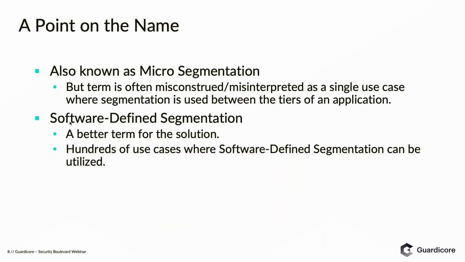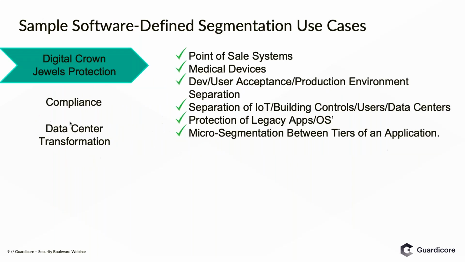So, a point on the name. The name is software-defined segmentation. It's also been known in the past as micro-segmentation. This is a word that we originally, when my company started, we used a lot. And I found out in going in front of customers, it's often misconstrued or misinterpreted. A lot of people think of micro-segmentation as a very small single use case in segmenting between the tiers of an application. So that's why we kind of switched to software-defined segmentation, because there are literally hundreds of use cases, even in traditional environments, where software-defined segmentation can help.